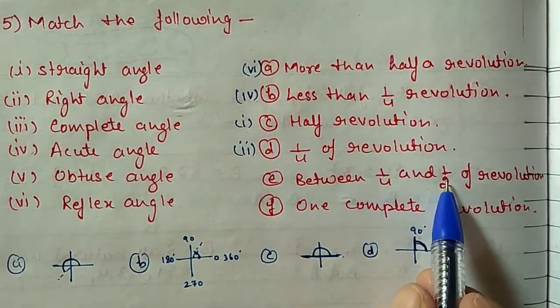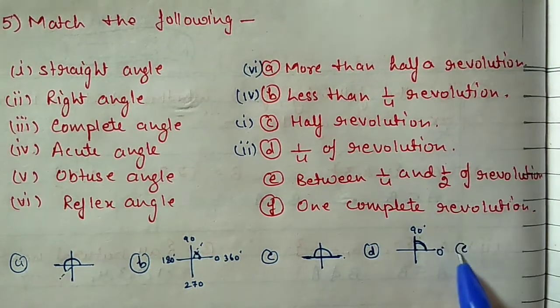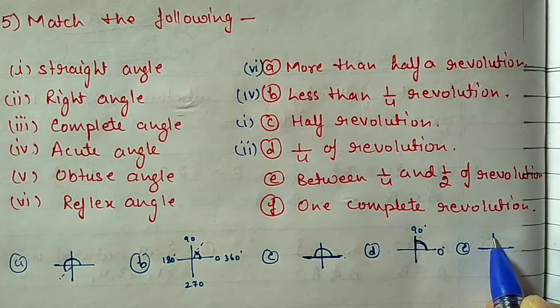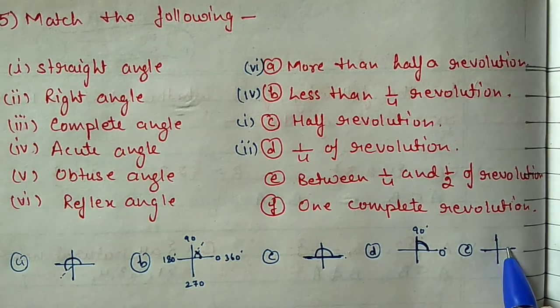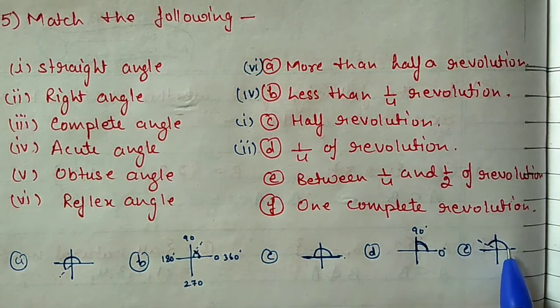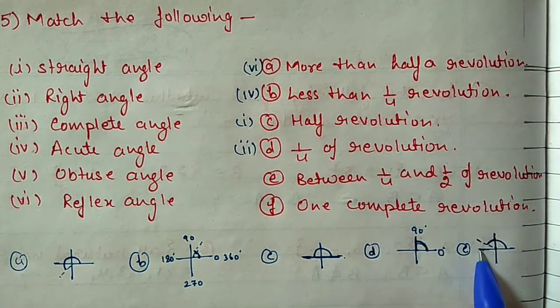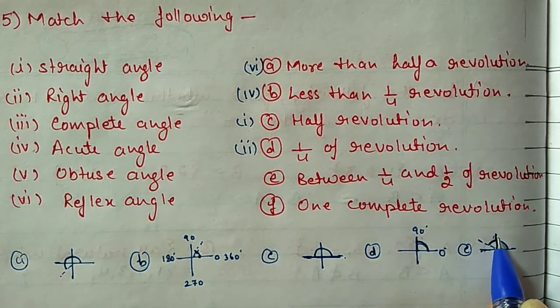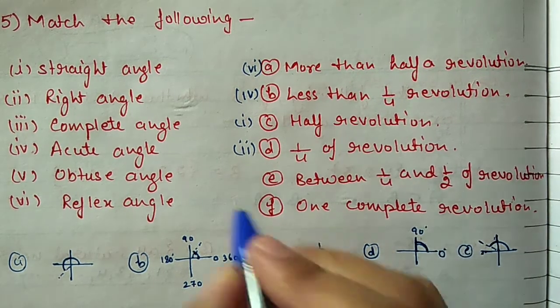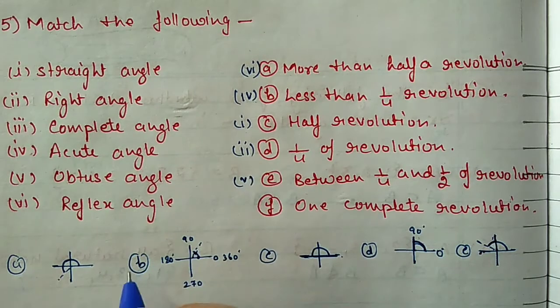Between 1/4 and half. So till here it is 1/4 and half till here. So it will go, and somewhere here in between it will come. So between 1/4 and half, it is more than 90, less than 180 degree. It means it is an obtuse angle. So fifth will match with this.